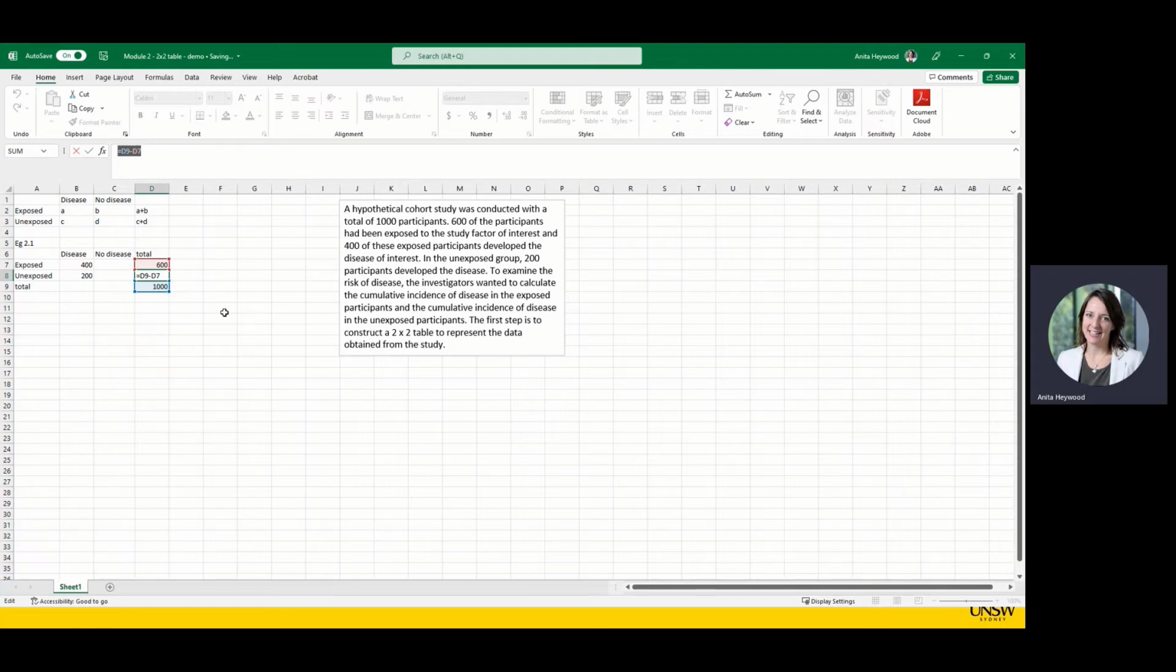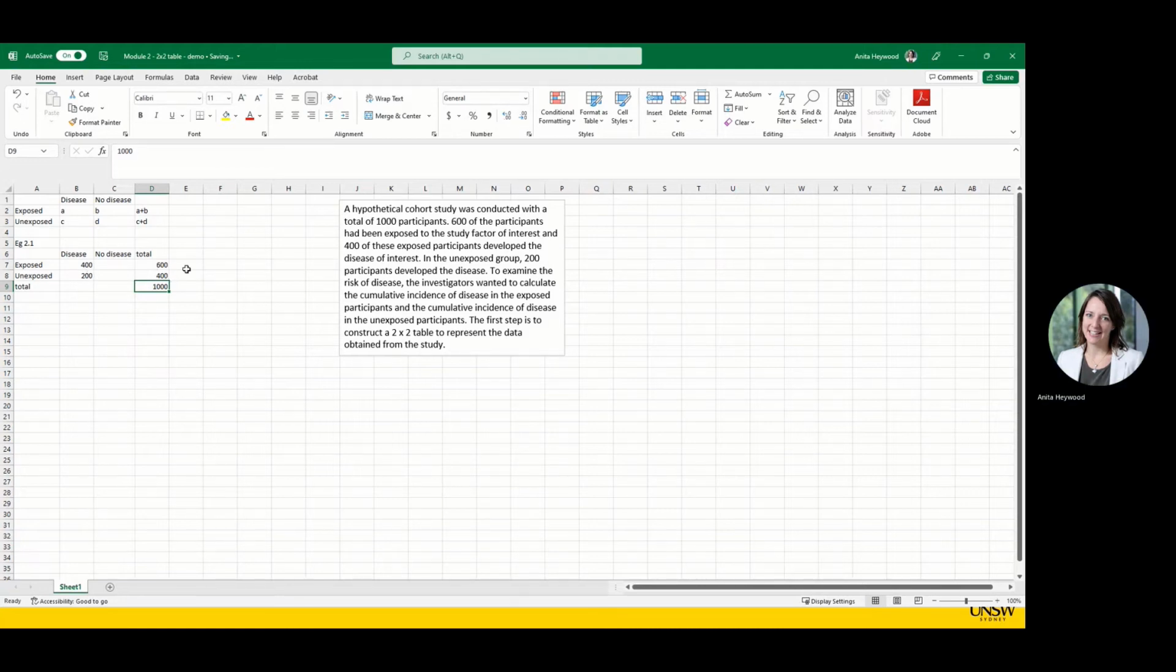So we've told Excel to calculate D9 minus D7. So that's just a simple formula function in Excel. That's all we actually need if it was a cohort study, because we have our disease, so A on A plus B and C on C plus D to be able to calculate our relative risk.